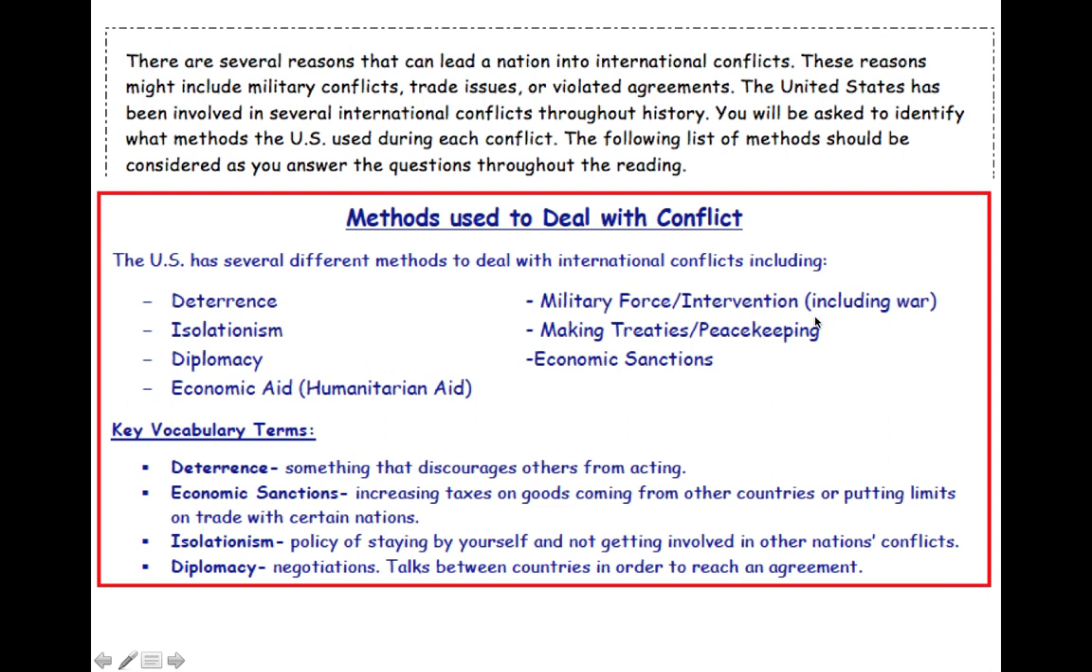Military force or intervention, including war. So when we declare war, when we send troops, whenever we send in military force, all of those would be this option here. Making treaties or peacekeeping methods. Sometimes we just created a peace treaty. And then also economic sanctions. Economic sanctions means increasing taxes on goods coming from other countries, or even putting limits on the trade we do with certain nations. So when we dealt with the conflict in Cuba, we put an economic sanction. So we stopped trade with this nation.